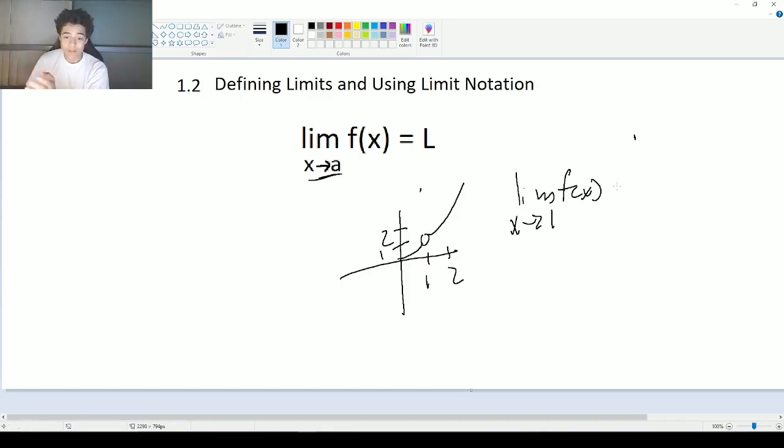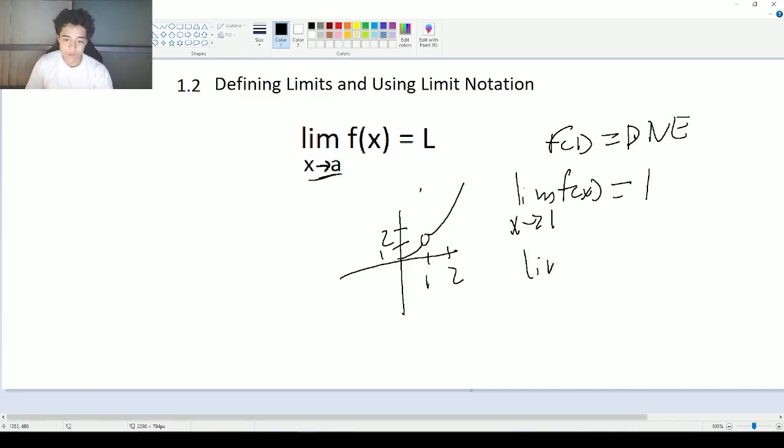But if you're looking at the limit, you're not looking at the actual y value. You're saying that it's approaching it from the left. It's approaching it from the right. So the limit as x approaches 1, in this case, is still 1, right? Even though f of 1, in this case, is undefined or does not exist. So it doesn't matter what the actual point is, as long as the limit is approaching it.